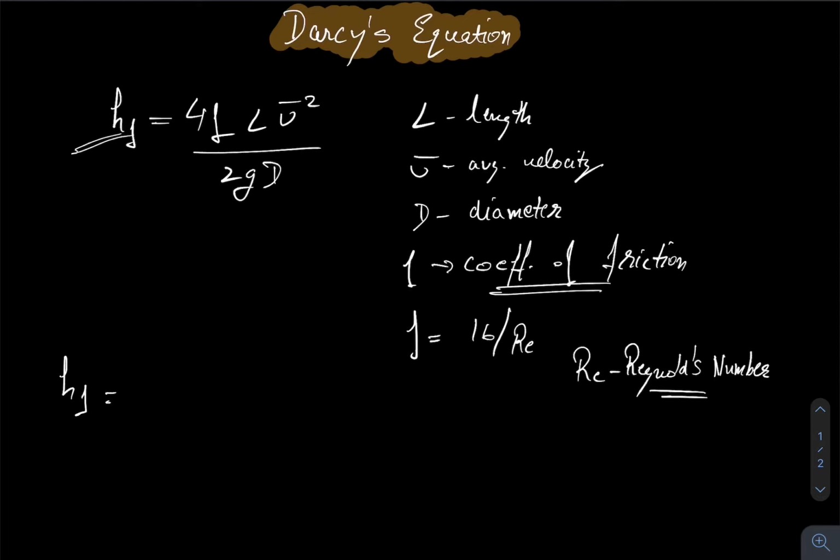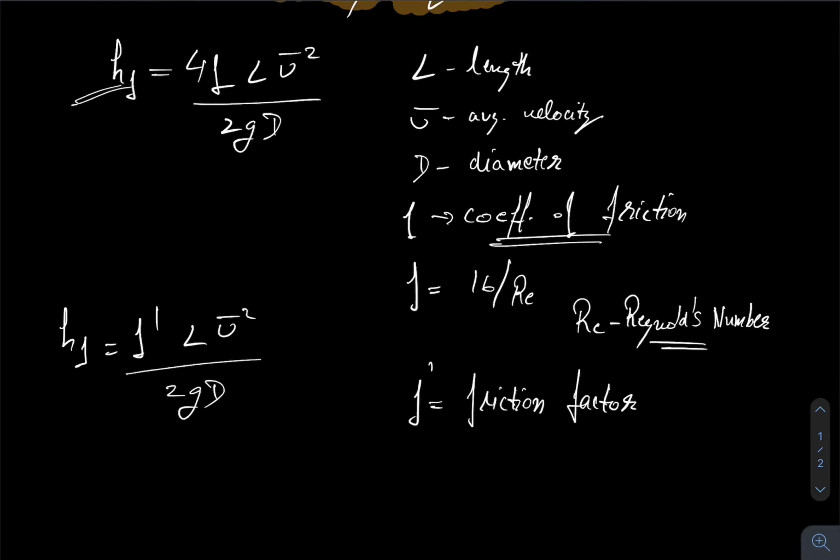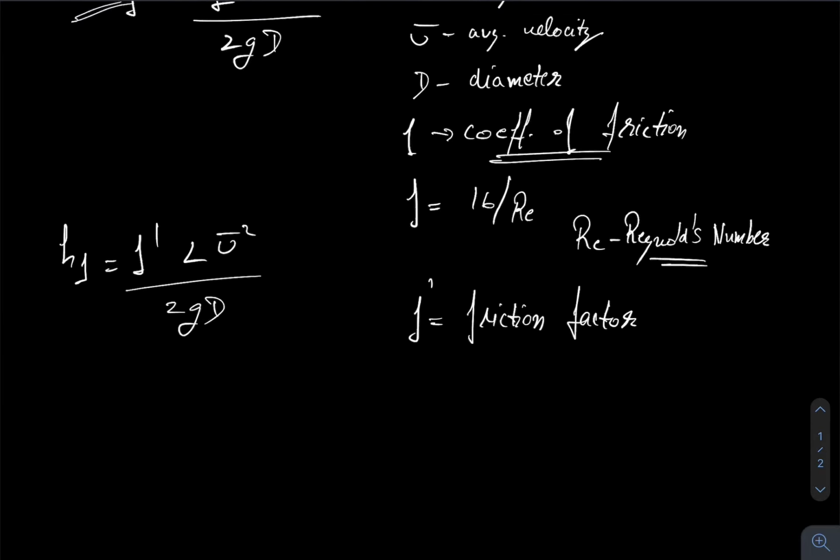Sometimes it is also written as HF is equal to F dash L U bar square divided by 2GD. Here we have called F the coefficient of friction. F dash is friction factor. It is friction factor, not coefficient of friction. Both are different. And what is friction factor? F dash is equal to 64 upon Re, or basically you can say that it is equal to 4 into coefficient of friction. And this is valid only for laminar flow. Keep that in mind. F dash is friction factor.